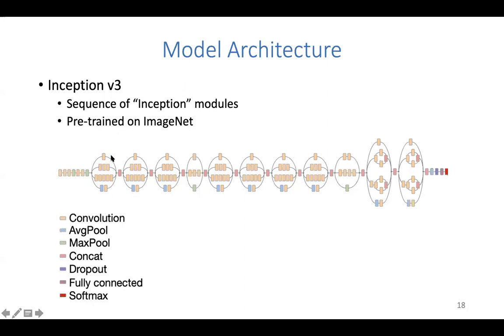But the thing to note is that there is a repetition of modules here. There are 7 repetitions of this module, called an Inception module. The Inception module consists of different kernel sizes, like 1 by 1, 3 by 3, 5 by 5 kernels, that kind of stuff. And in this work, they used an Inception version 3 pre-trained on ImageNet.